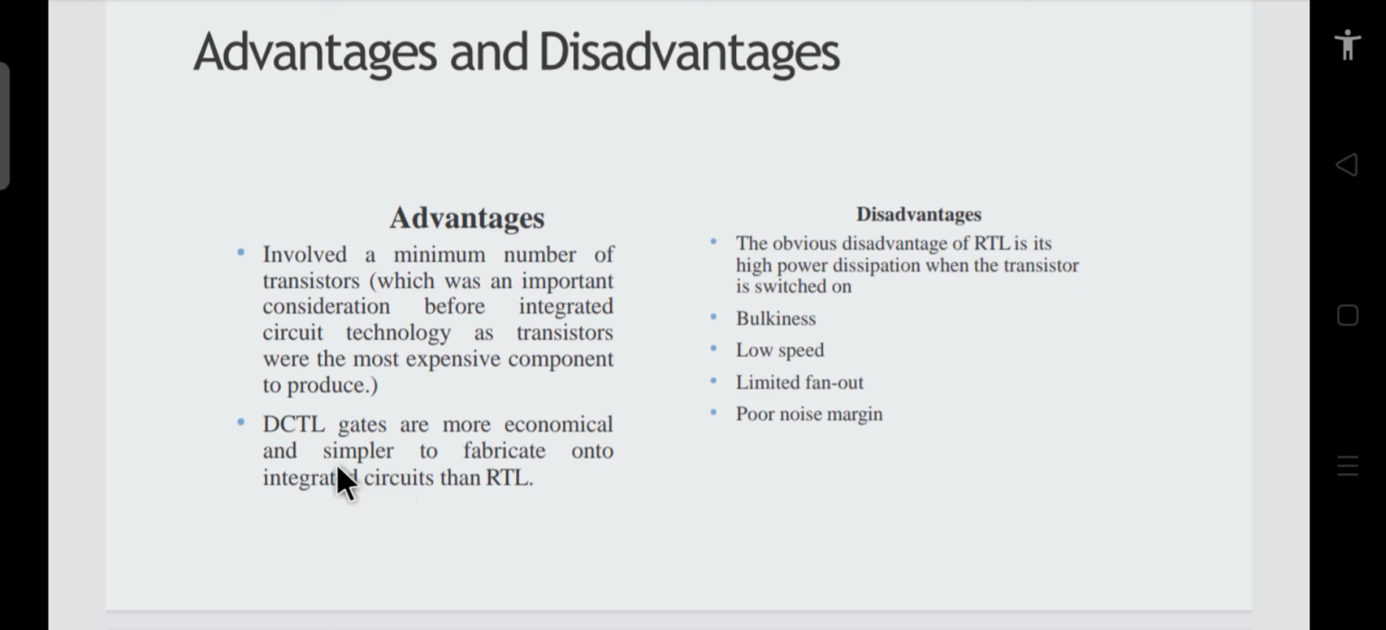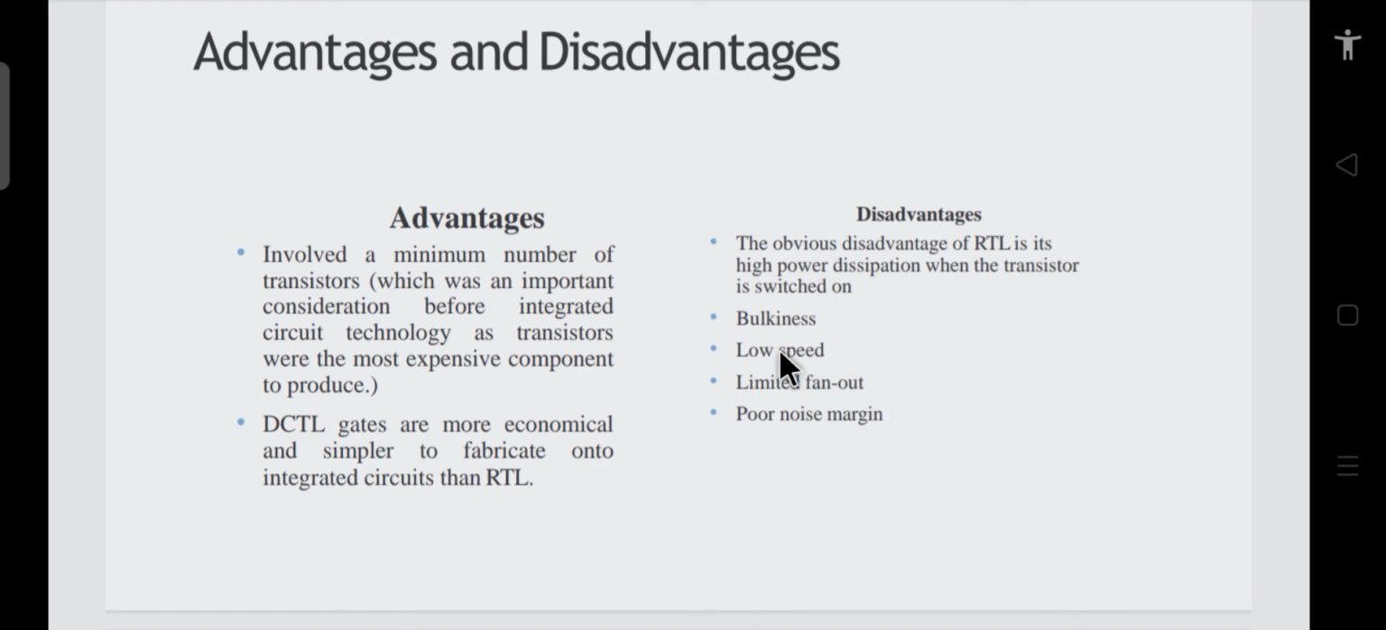Apart from this, there are some modifications, as I told you in the very first slide. DCTL is more economical compared to the RTL logic family. What is DCTL? You can study it from the book, but I have just given you a brief introduction to this RTL logic family and how it works. These are the advantages.